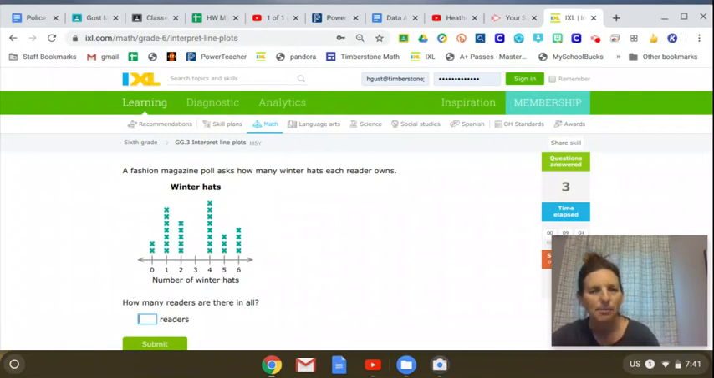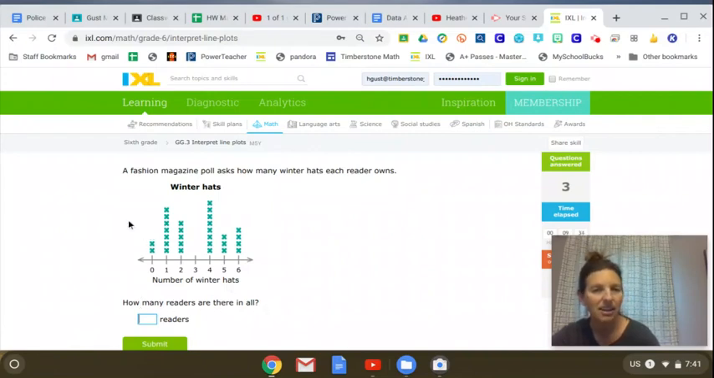Okay, and then I'm going to finish with this last question because this is the one that I was waiting for. It's asking you about how many there are in all. Okay, so a fashion magazine poll asks how many winter hats each reader owns. So we have winter hats. We have number of winter hats between 0 and 6. How many readers are there in all?